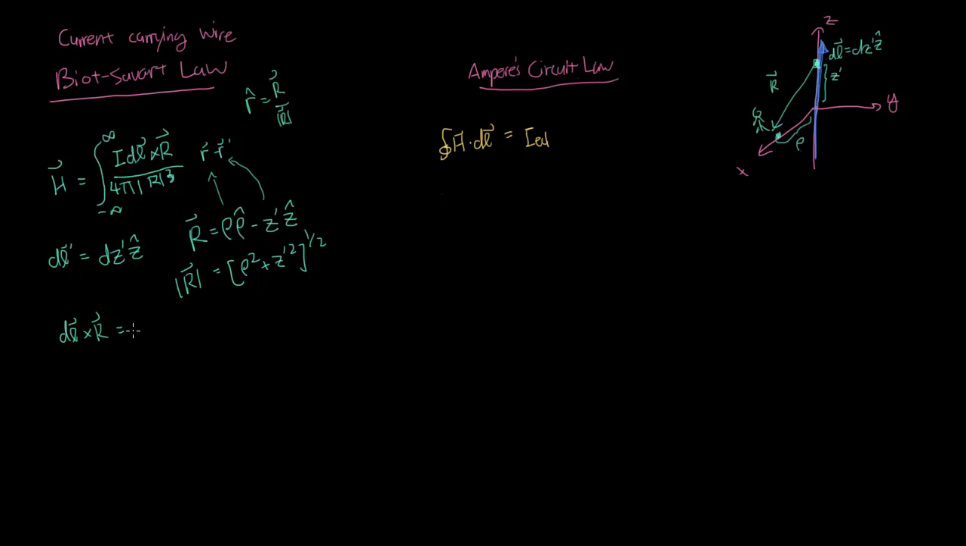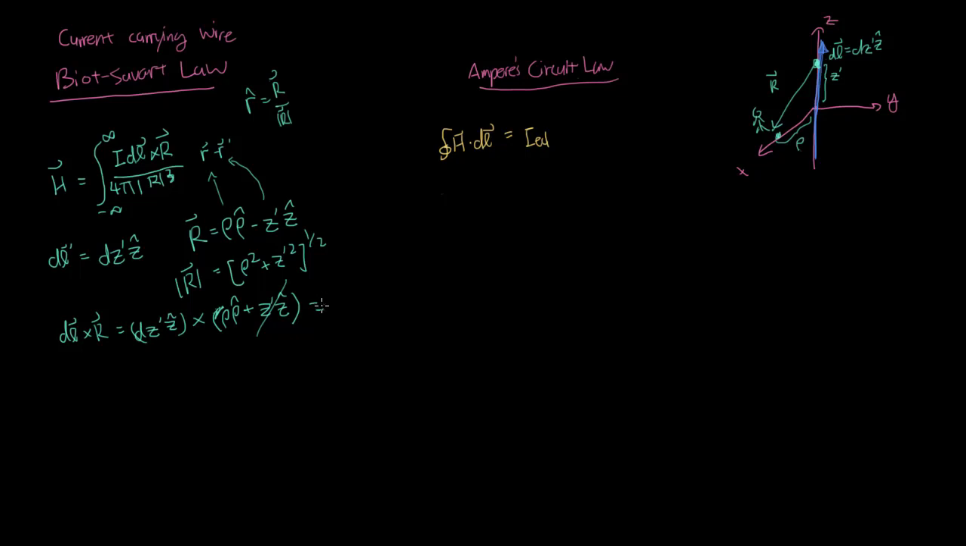So let's plug in our dl, which is dz prime z hat, cross our r, which is rho hat plus z prime z hat. Now remember, the cross product is 0 if they're in the same direction, right? So in this case, z cross z is going to be 0, so you don't have to worry about this term. Yay, finally something works in our favor.